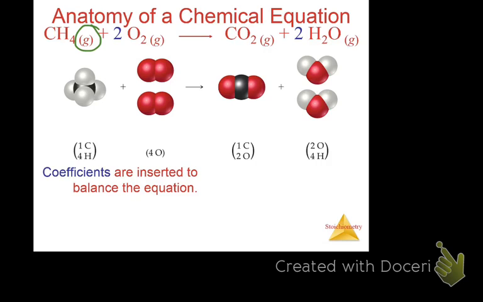Coefficients are the big numbers, like this number 2, that get put in to balance the equation. It takes 2 molecules of O2 to react with 1 molecule of CH4 to make 1 molecule of carbon dioxide and 2 molecules of water. Okay? And we're going to learn how to balance the equation in this chapter if you didn't already know.